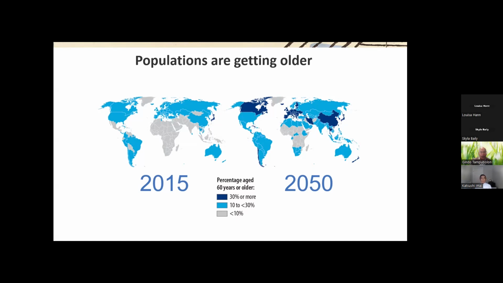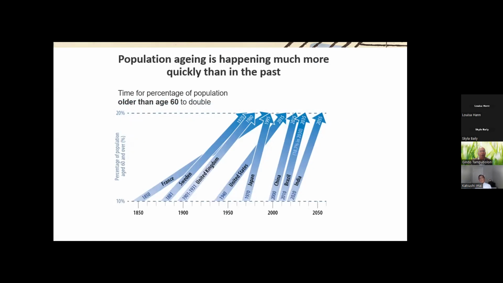But the change from left to right is not uniform. If we look at the history of France, the very left on that arrow, it took more than 100 years to double the proportion of older people aged 60 and older, from 10 to 20%. Whereas if you look at the right arrows, China, for instance, will only have about 2 decades to experience a doubling of older people from 10 to 20%. So the velocity is much more rapid, much quicker in China, Brazil, and India.